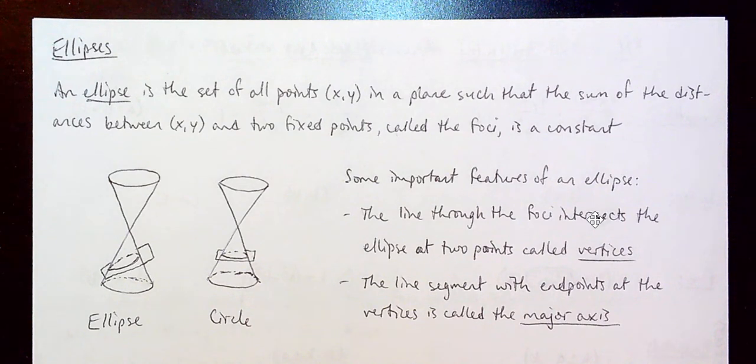In this video, we are going to continue to look at conic sections, and specifically, we are going to look at ellipses. Just first off, what is the definition of an ellipse?